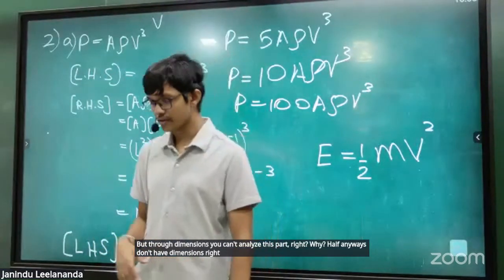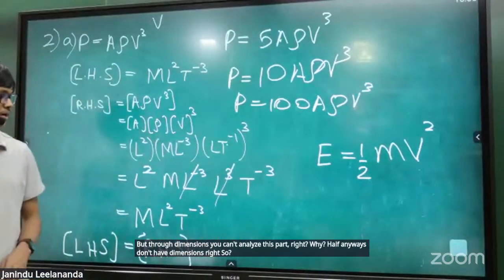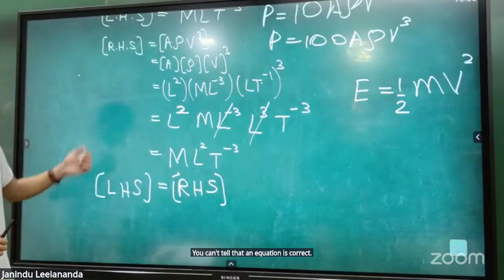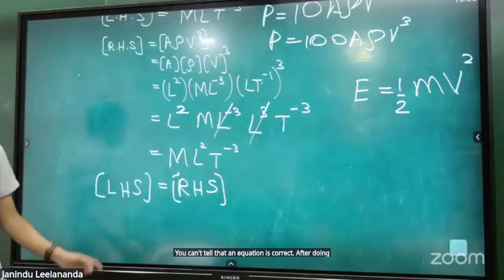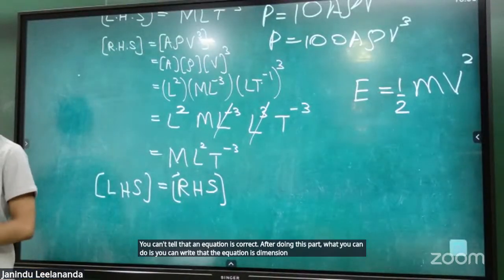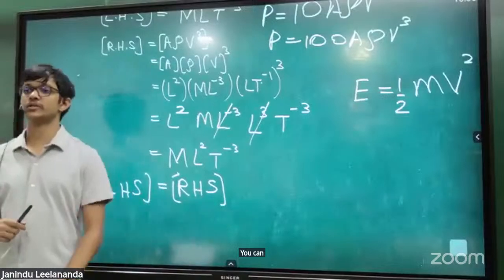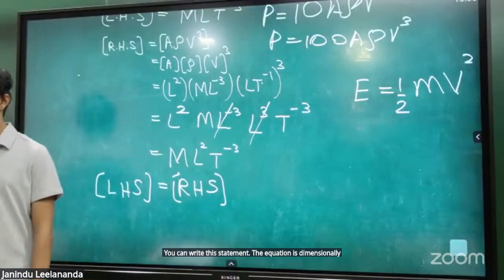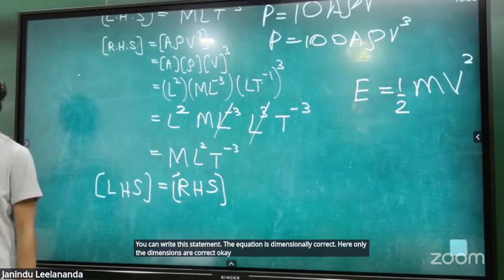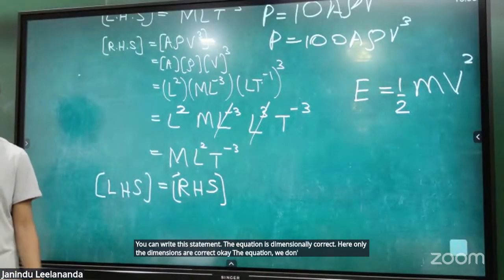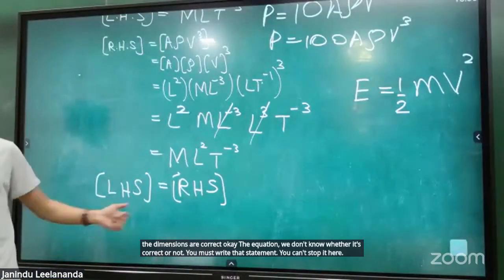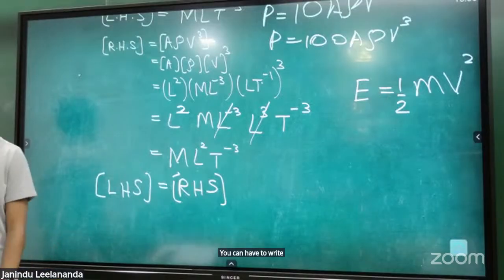So you can't tell that an equation is correct. After doing this part, what you can do is write that the equation is dimensionally correct. You can write this statement: the equation is dimensionally correct. Clear? Only the dimensions are correct, okay? We don't know whether the equation is correct or not. You must write that statement, okay? You can't stop it here. You have to write the equation is dimensionally correct. Clear?